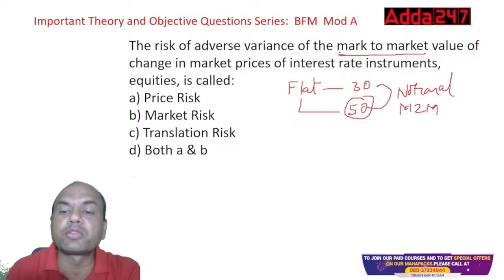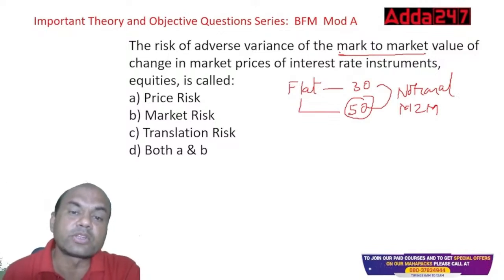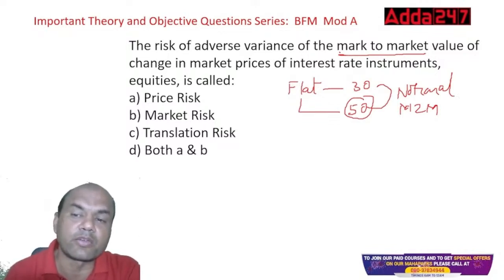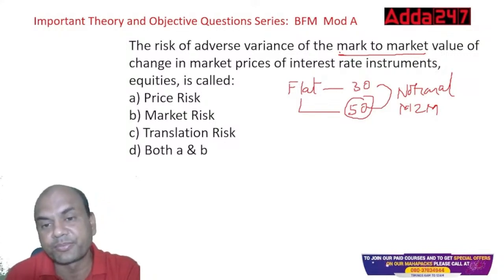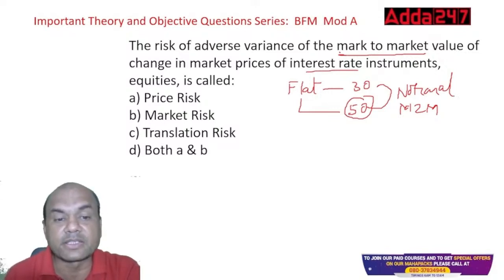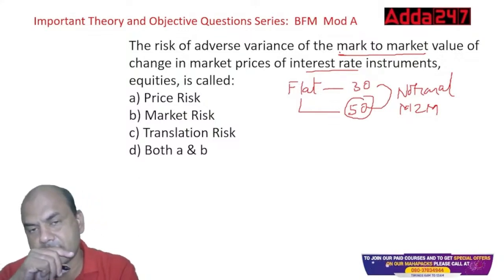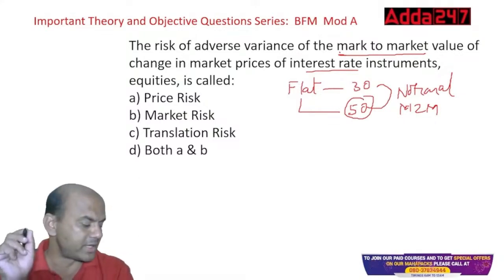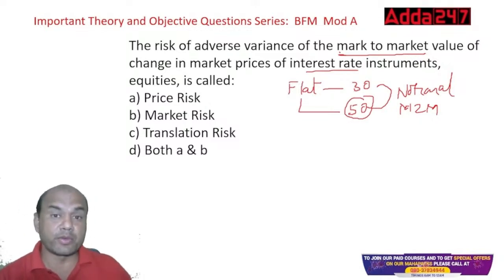M to M means what is the rate at which I had bought and what is the present value of my security. Okay. So the risk of adverse variance of mark to market value, of change in market price in the interest rate instruments, is called price risk, market risk, translation risk, both A and B. What is the answer? Let me get it from you now. I'll explain, not an issue. But let me get it from you first.